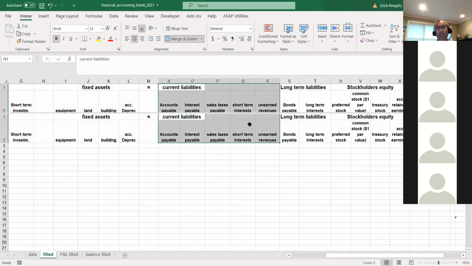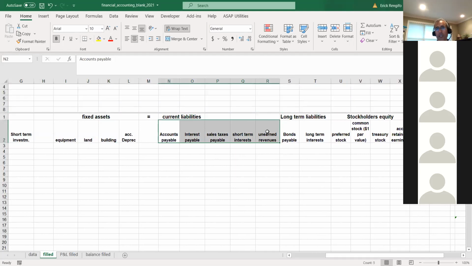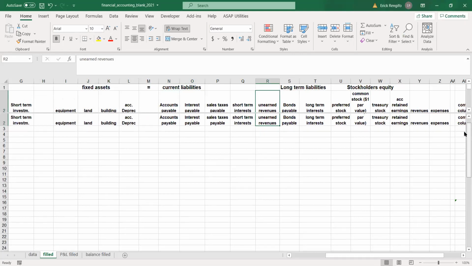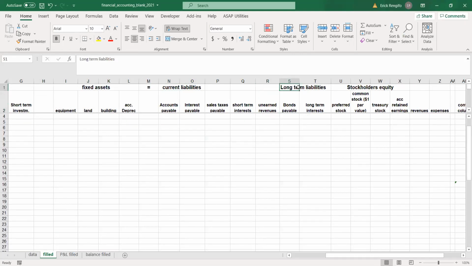So my liabilities: I have current liabilities. I have accounts payable, interest payable, sales taxes, short-term interest, and unearned revenues. You can add more as you need, but I have done these because they are the ones we're going to be working with. Then I have long-term liabilities, basically bonds and long-term interest. This doesn't exist, but let's leave it like that. And then my stockholders' equity: I have my preferred stock, common stock, and treasury stock. I will explain what treasury stock is. I have my retained earnings.